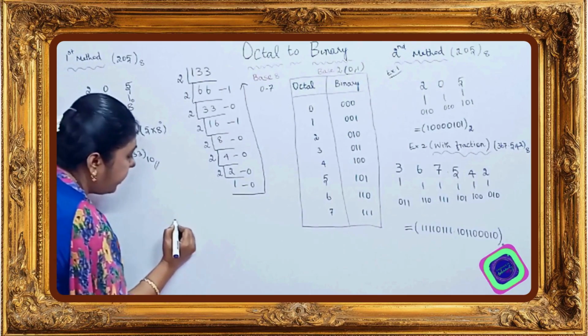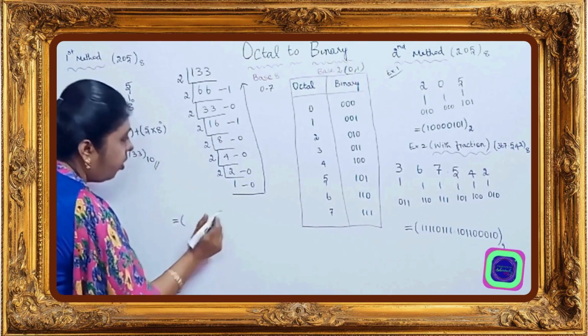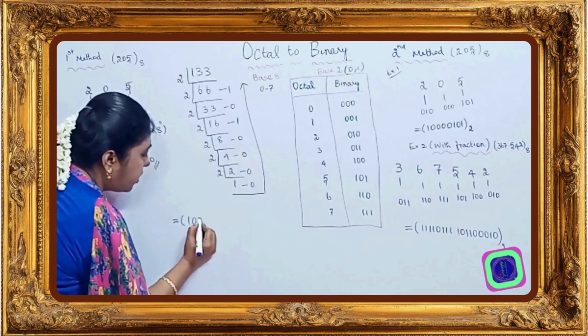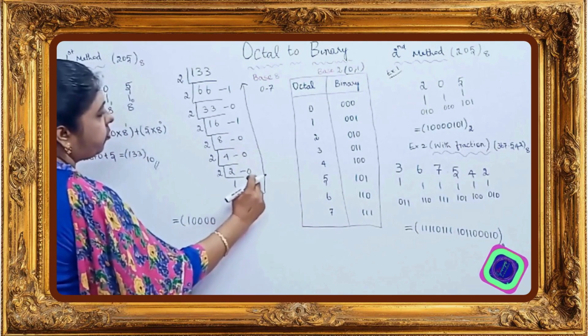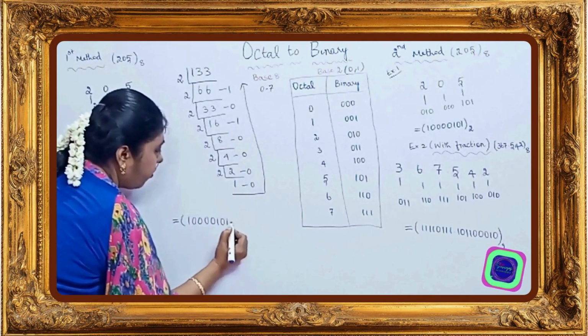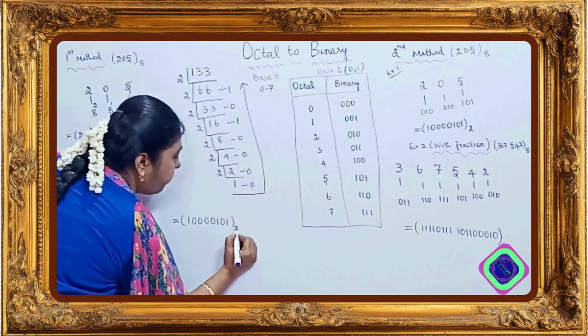So the final answer is 1, 0, 0, 0, 0, 1, 0, 1 to the base of 2.